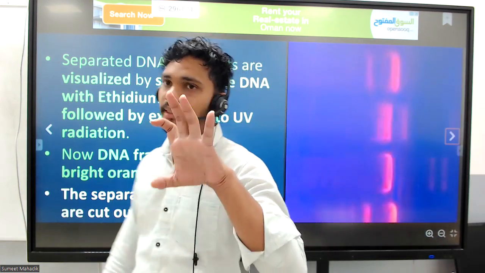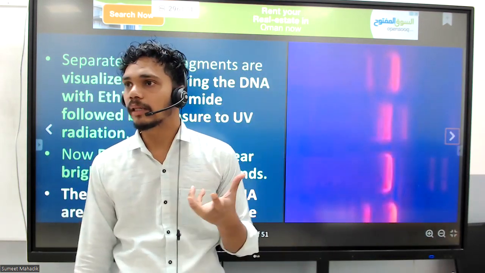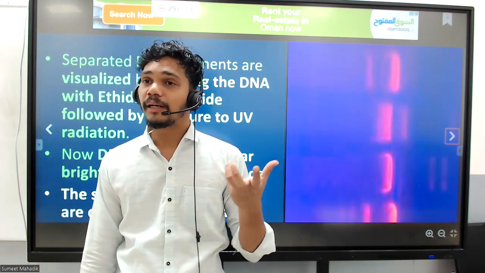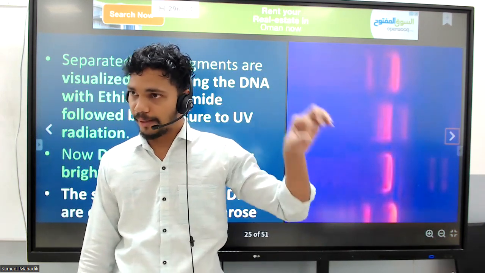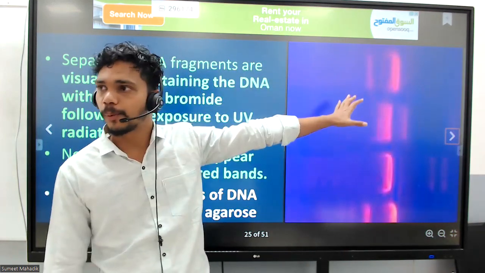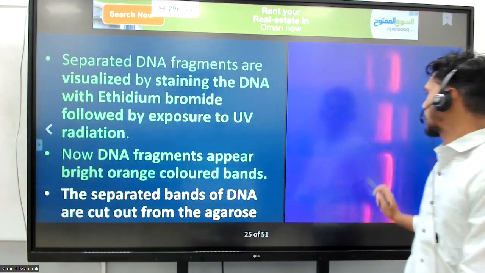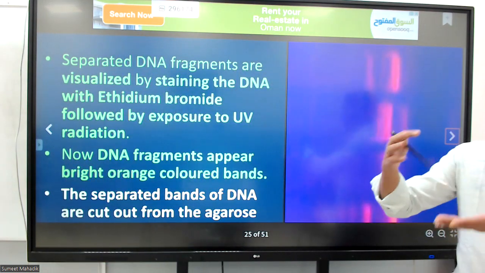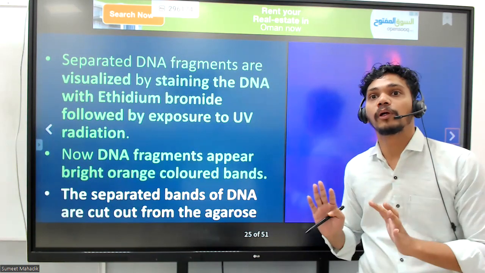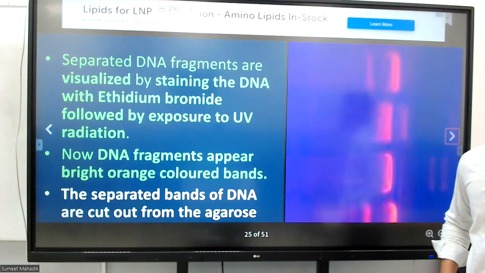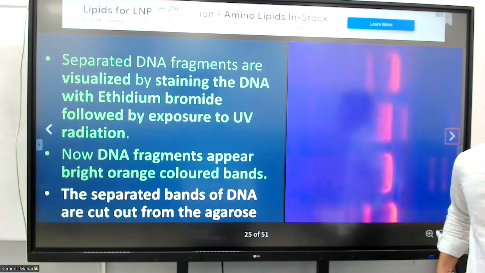See, you can't see the DNA under the microscope. You need ethidium bromide dye to be added and UV light. Then you can see the bands like this. If they cover a smaller distance, they have high molecular weight. If they cover a larger distance, they will be what?